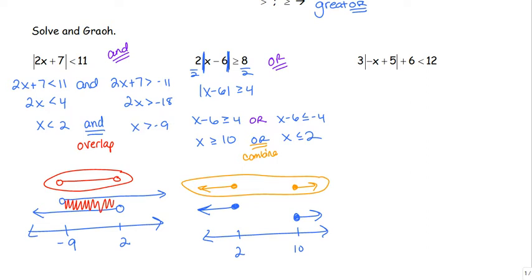Okay. Here, again, our goal is to isolate those absolute value bars from the beginning. So the first thing I have to do is subtract over that 6.